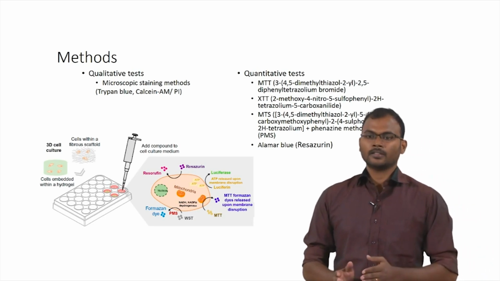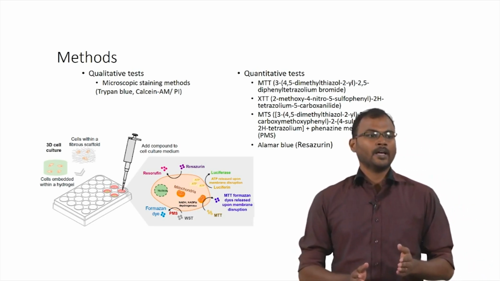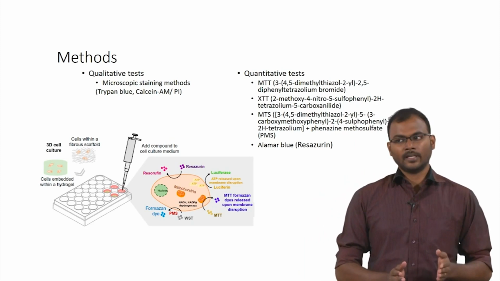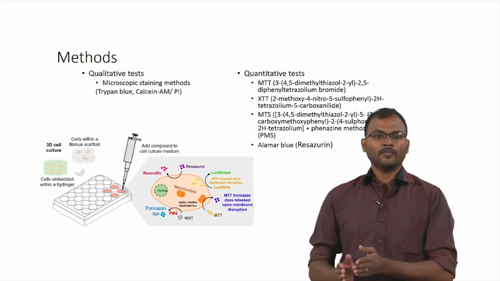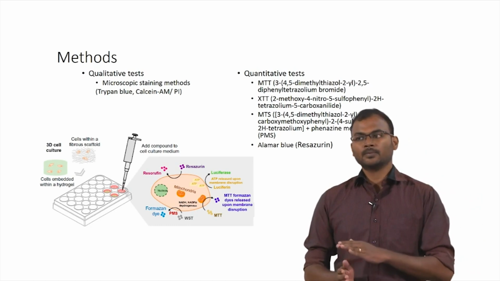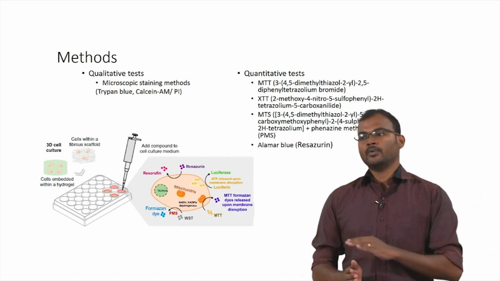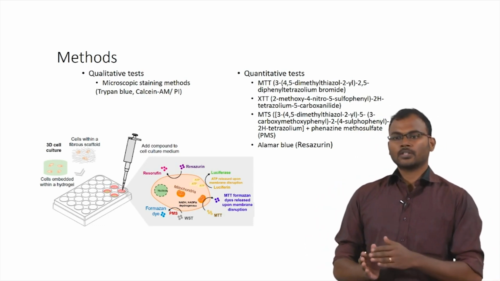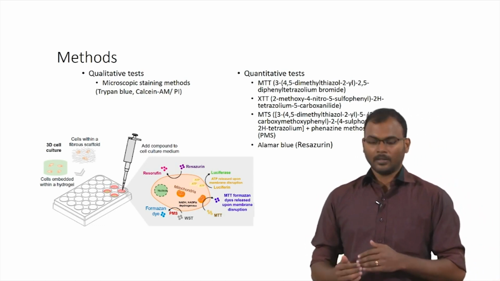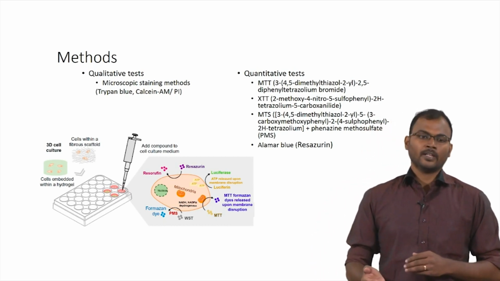So for all these things there would be a control, where you do not treat your cells with any of your samples. And there would be another control where there will not be any cells, but whatever material you are using will be in the media also. Those controls are very important, because all these involve colorimetric assays.